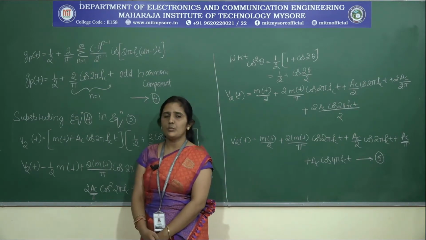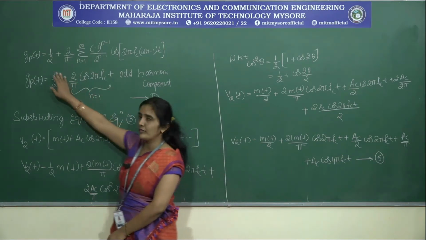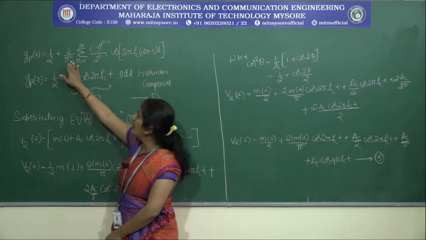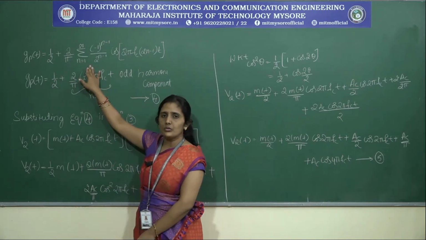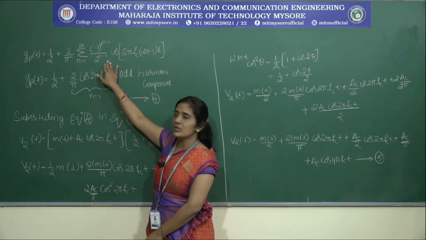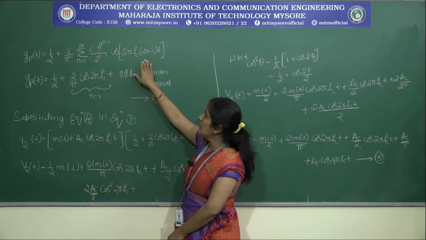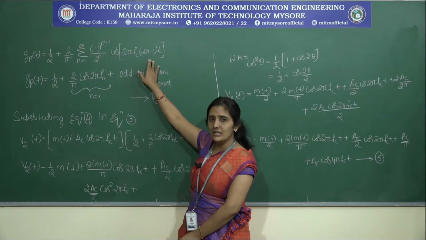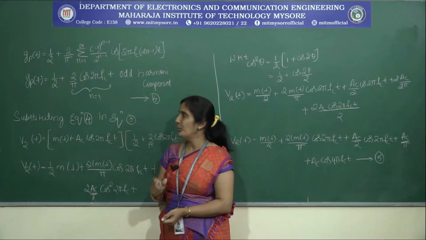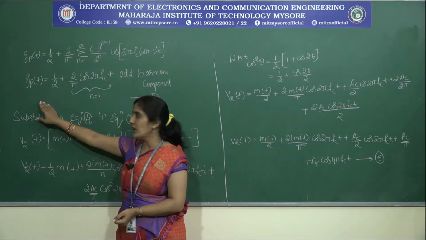So we know that Gp of t is nothing but the rectangular pulse train. So we are going to represent Gp of t is equal to 1 divided by 2 plus 2 divided by pi, summation n is equal to 1 to infinity, minus 1 to the power n minus 1 divided by 2n minus 1, into cos 2 pi fc into 2n minus 1 into t. So this is the standard equation for the Gp of t, that is the pulse train. After calculating this we are going to represent the Gp of t like this.